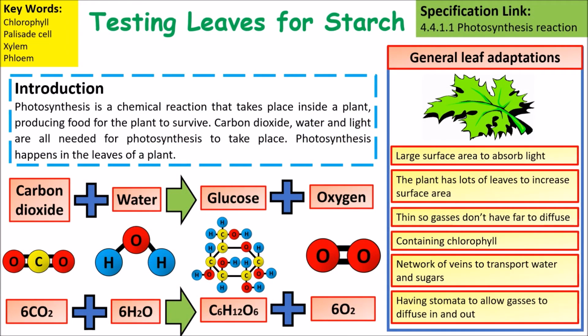So, if we remember from previous videos that photosynthesis is a process where carbon dioxide is reacted with water to make glucose and oxygen, and that leaves have some general adaptations. So they have a large surface area, there's lots of them to increase the surface area, they're thin so gases don't have far to diffuse, they contain chlorophyll, they have good networks of veins to supply water and to take the sugars away from them, and they have stomata which allow gases to diffuse in and out.